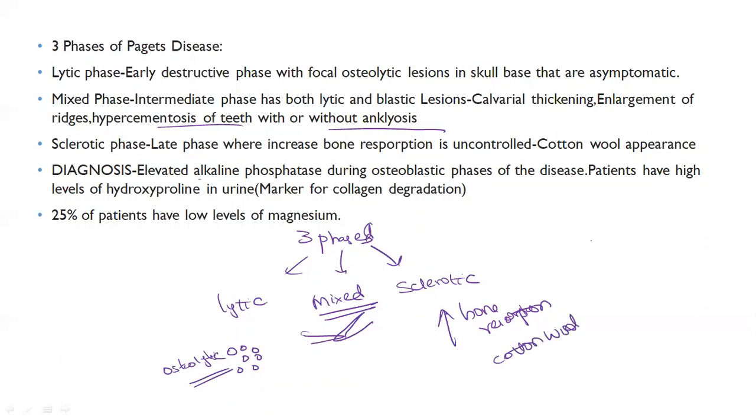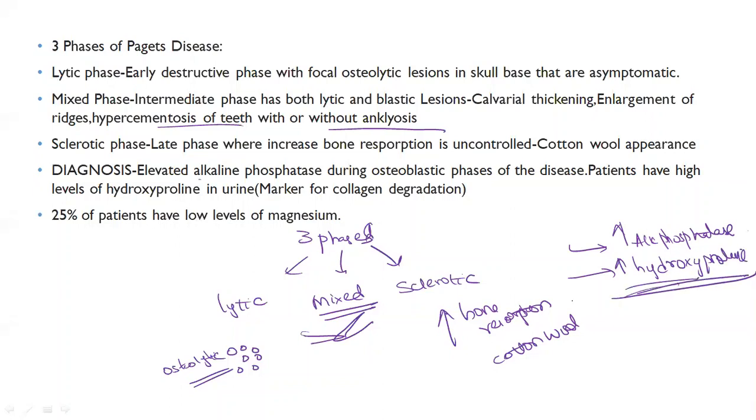Now, for the diagnosis, during the osteoblastic phases of the disease, there is high alkaline phosphatase. And in urine, patients have a higher level of hydroxyproline. This hydroxyproline is important because it is a marker for collagen degradation, meaning there is some discrepancy in bone formation. That's how you come to the conclusion that the patient is suffering from something abnormal, and that can be Paget's disease. And 25% of the patients have low levels of magnesium.